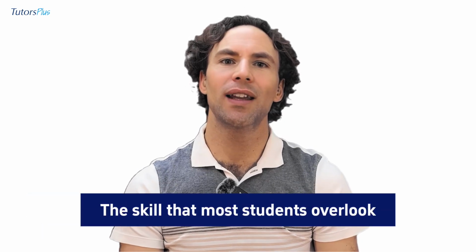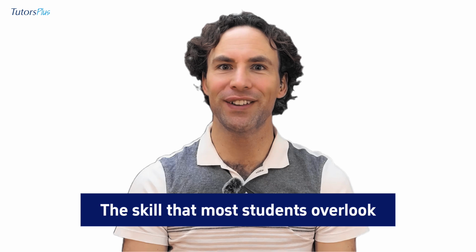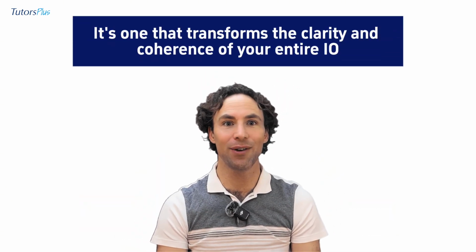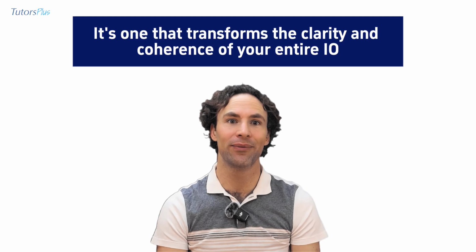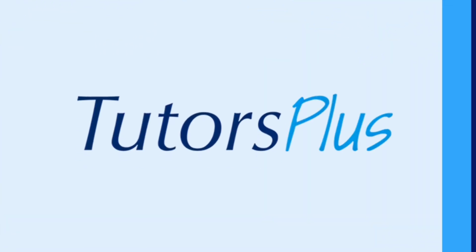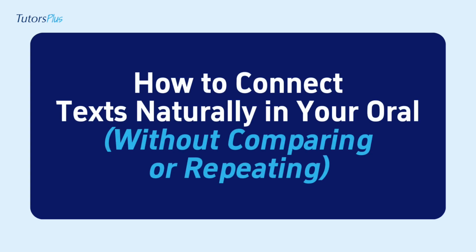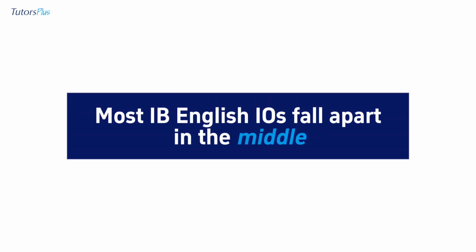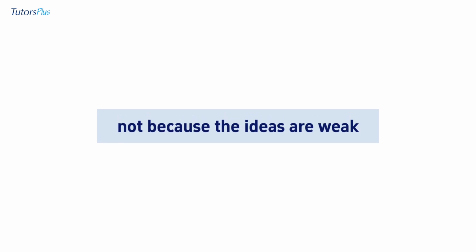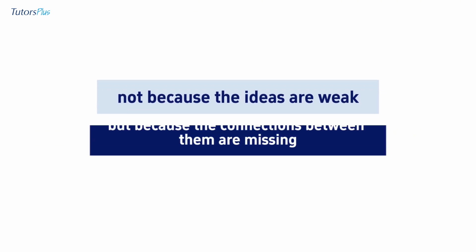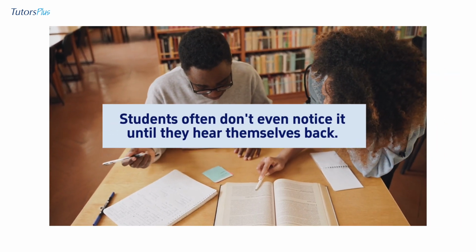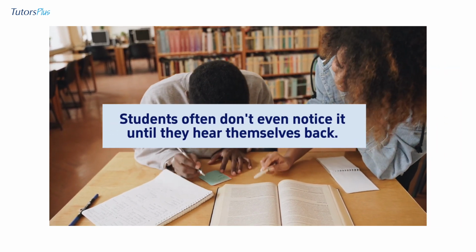And today we're looking at a skill that many students overlook, but it's one that transforms the clarity and coherence of your entire I/O. Most IB English I/Os fall apart in the middle. Not because the ideas are weak, but because the connections between them are. Students often don't even notice it until they hear themselves back.